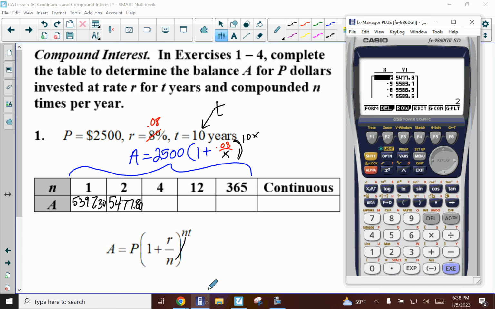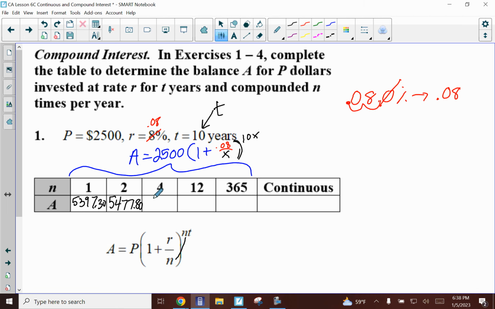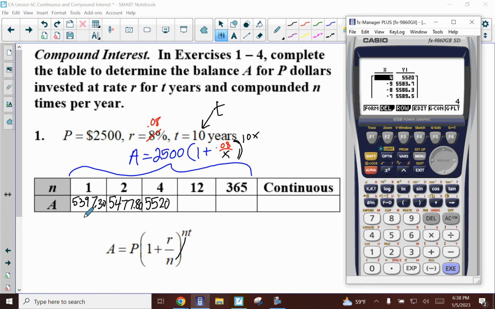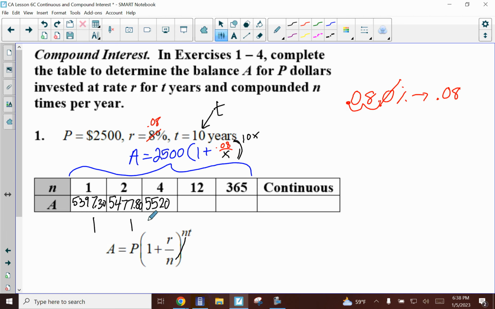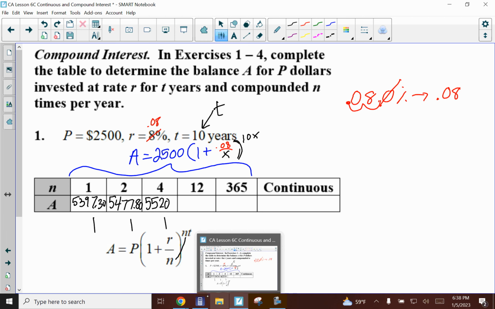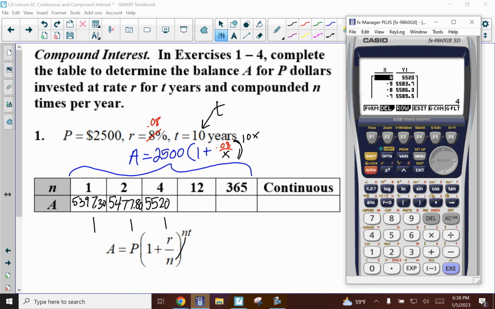Then we can go and type in 4. So we hit execute. So now my money has grown to $5,520. And see, here's the cool thing about it. Every single one of these answers here is still 10 years. So you can see the more times that you compound it, it gives you a little bit more money each time. So if you had the option of going to a bank and finding out how many times they compound their interest, always go for the one that has the highest one.